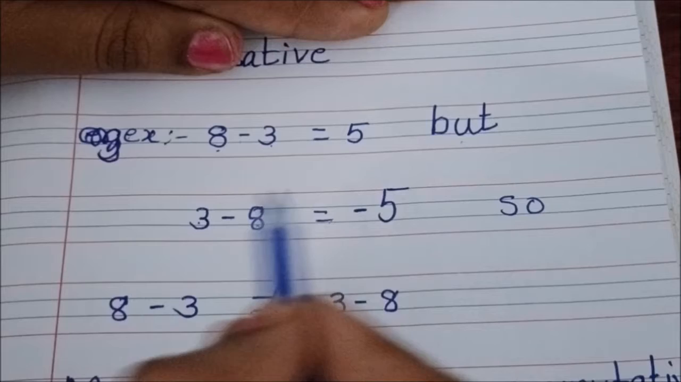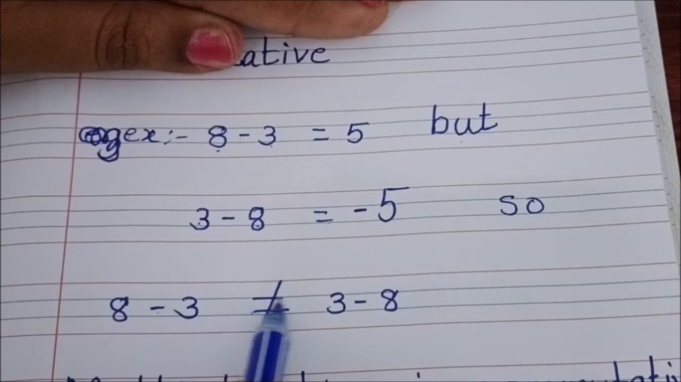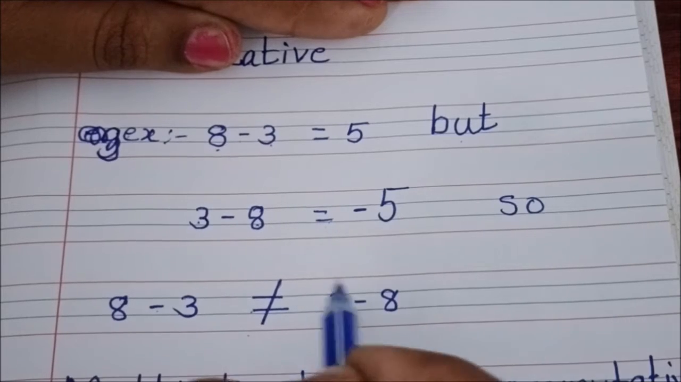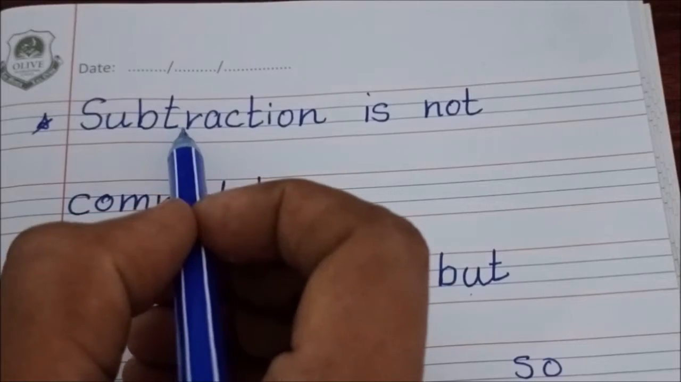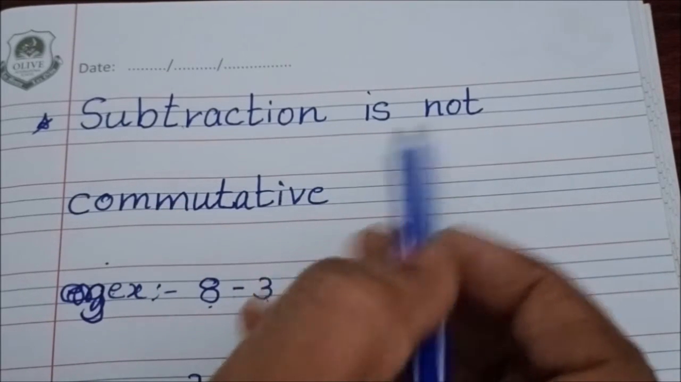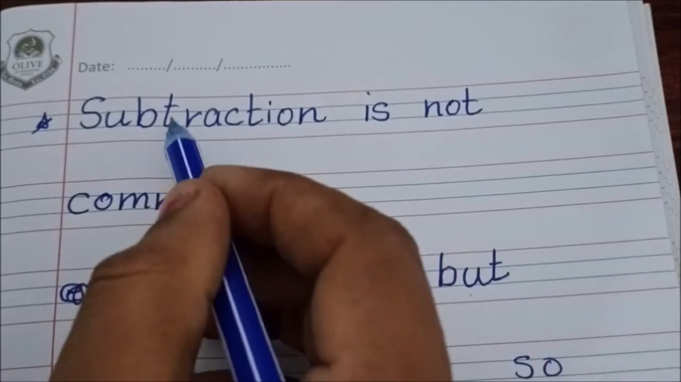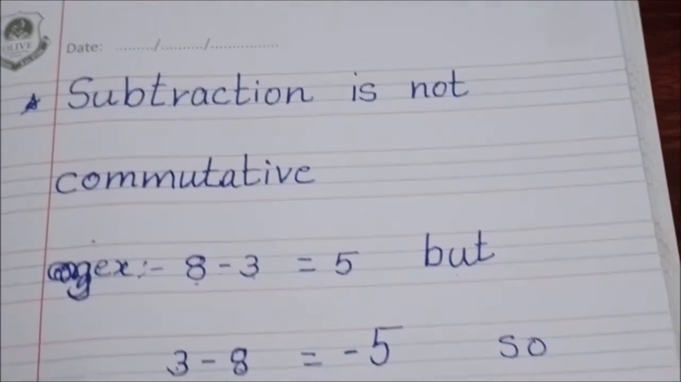So, what is the meaning? 8 minus 3 is not equal to 3 minus 8. That means subtraction of whole numbers is not commutative. Subtraction is not commutative. Addition was commutative, right?